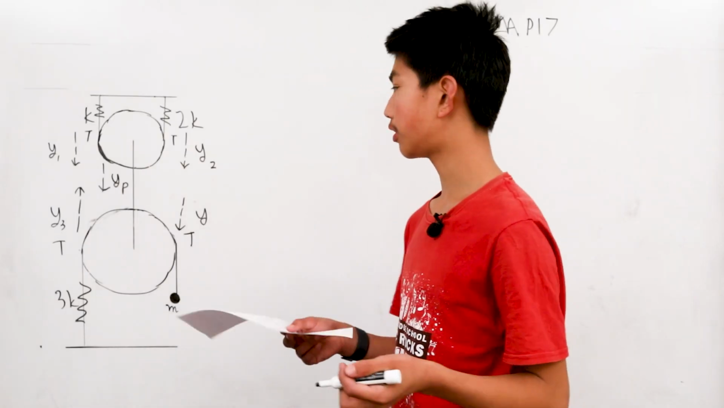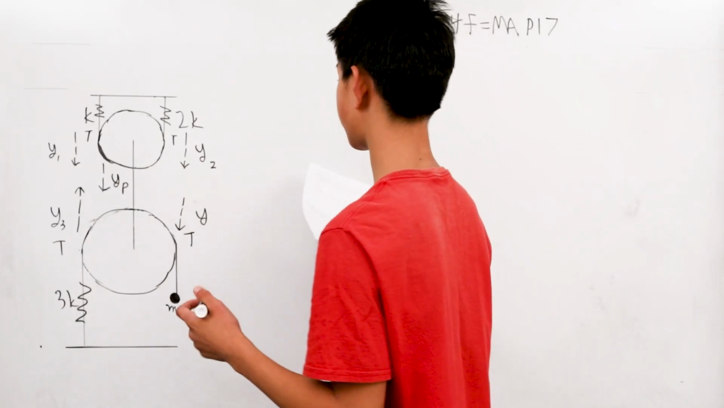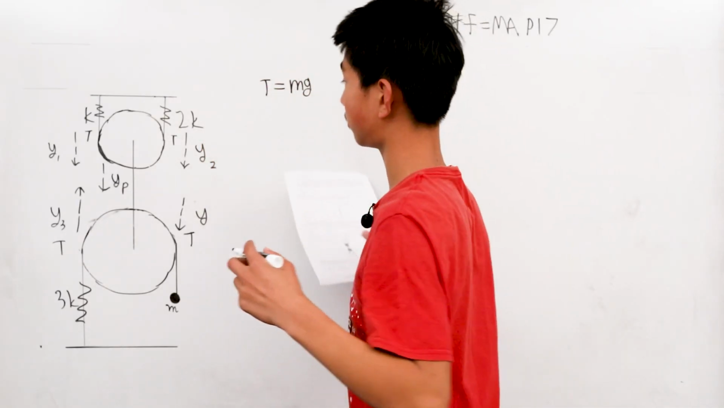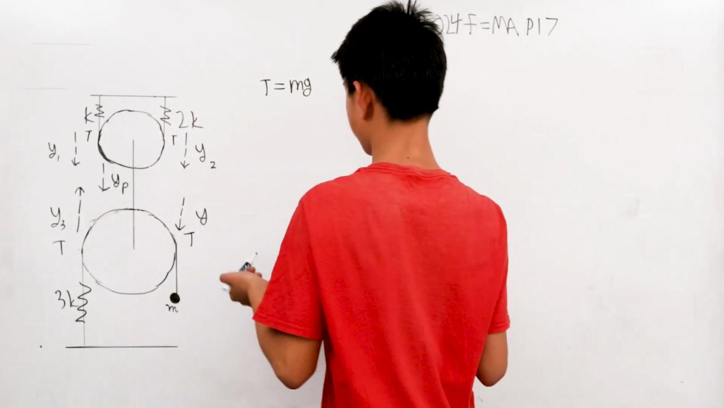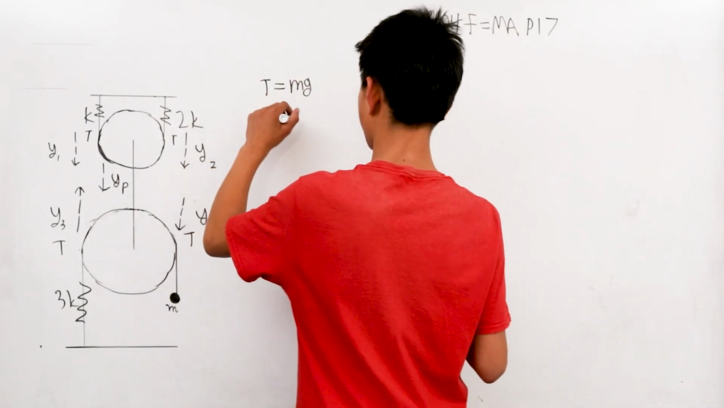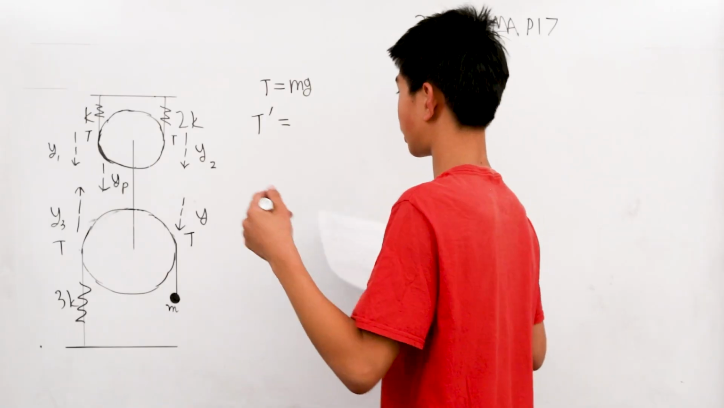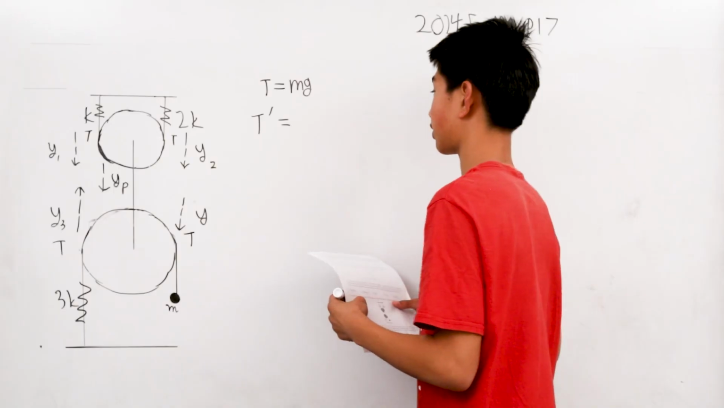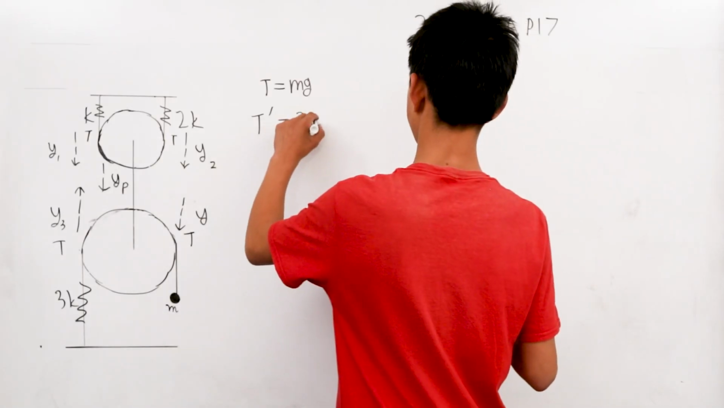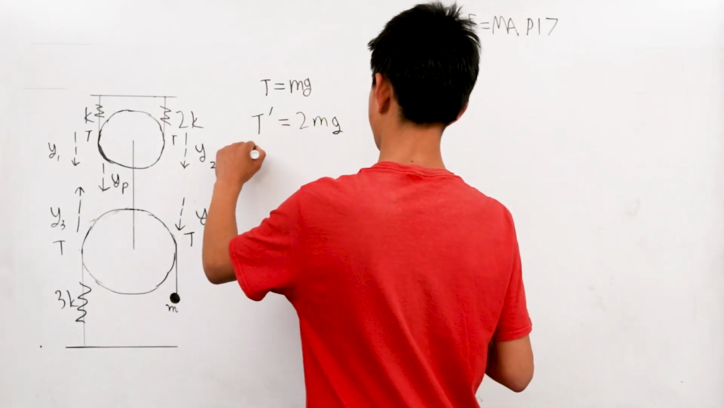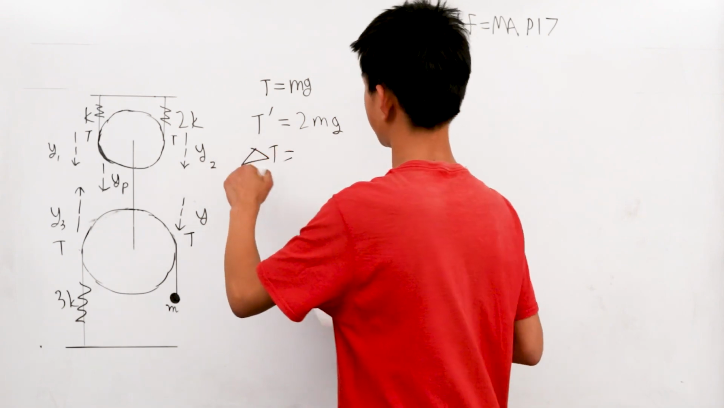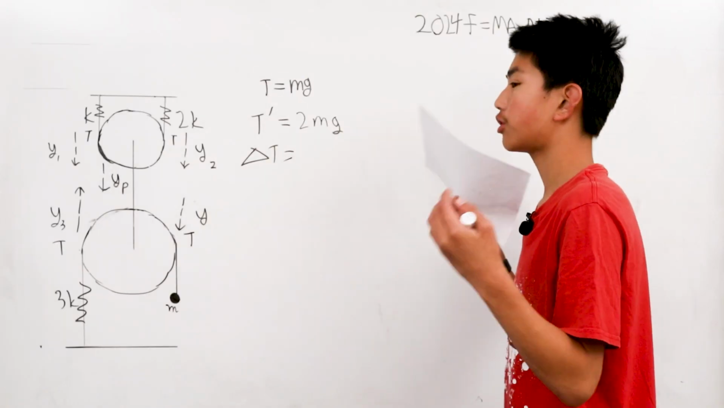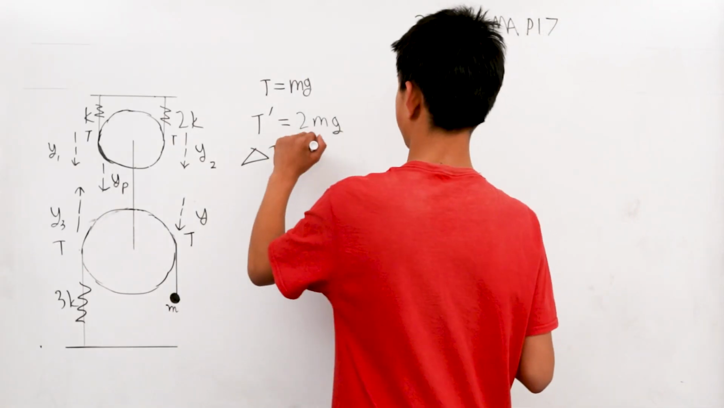So the first thing to notice is that we can say that our tension T is equal to mg, mass times gravity. But we can then say that T prime, or our next T, has an increase in mass since it is 2 times the mass. So this is 2mg. Therefore, our change, when you subtract these two, is going to be the change. So this is mg.